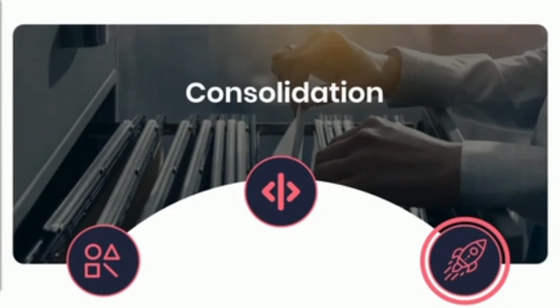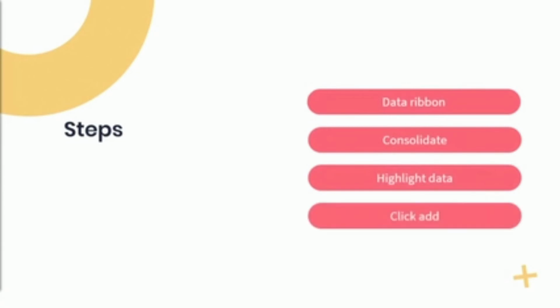In simple terms, it takes all the data from a series of sheets or workbooks and brings it all together within one worksheet. But now how do we do this? We'll go over to our data ribbon. Then we'll click on Consolidate, highlight what we want, and click Add. Once we've added all the information, it will take it over to our final worksheet. But now this seems relatively easy, doesn't it? So let's go over to Excel and see exactly how this works.